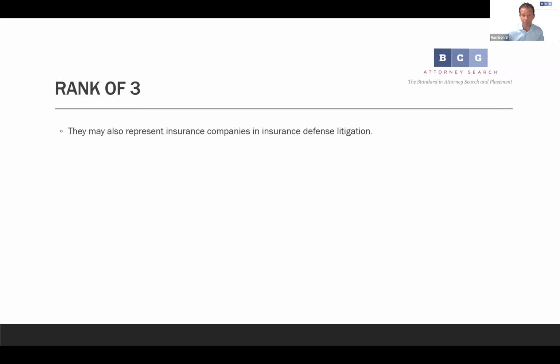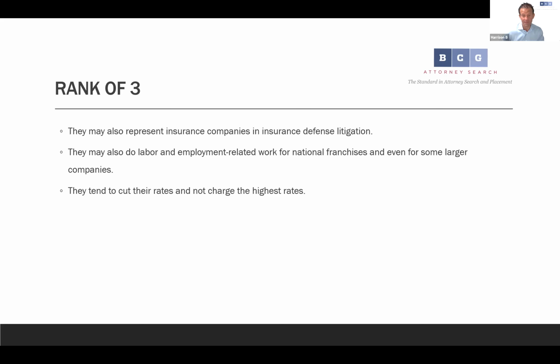And sometimes they'll do insurance companies and insurance defense litigation, but generally they won't be doing a lot of insurance defense litigation. Most of your insurance defense firms are going to be 2s, but sometimes they will. Gordon & Rees is an insurance firm. To some extent, it's a 2 or 3 firm because it does a lot of other types of work: labor and employment work for national franchises and stuff. They may cut their rates. They typically will not charge the highest rates, but sometimes in a local market, a 3 firm in, say, Arkansas or Detroit or something, may actually work for a lot of large companies there.